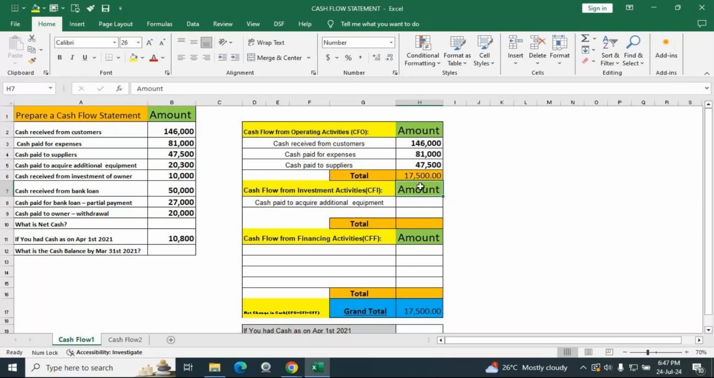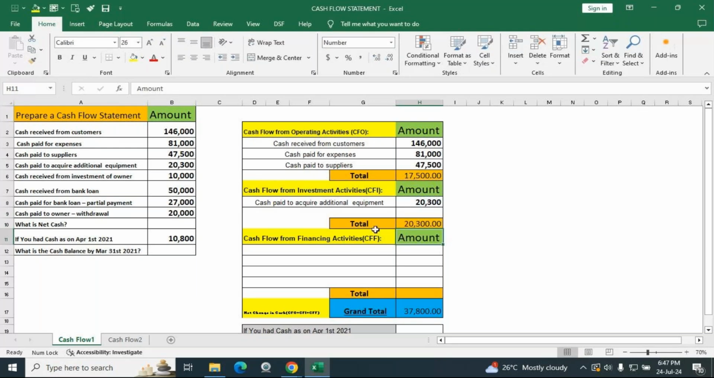Yes, ma'am. Okay. Now cash paid to acquire additional equipment. What is it? Is it an investment activity or what? Yes, ma'am. It is an investment activity. So I'll take this additional equipment over here. Is there any other line items that should come under CFI? No, ma'am. So next coming for, so here it will be.